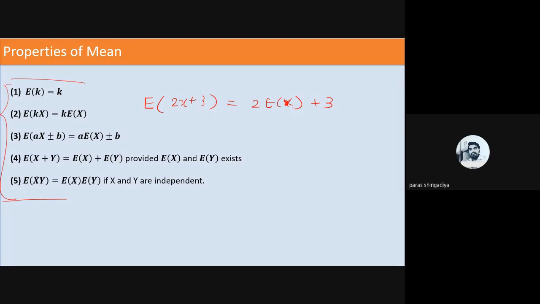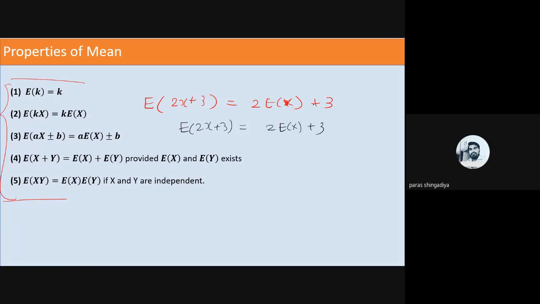And E of x into y is equal to E of x into E of y if x and y are independent. So these are some few properties, and these are also very important for short questions as well as for MCQ. Clear? Okay, we can define the answer of E of 2x plus 3. What will be the solution of E of 2x plus 3? It is 2 into E of x plus 3.